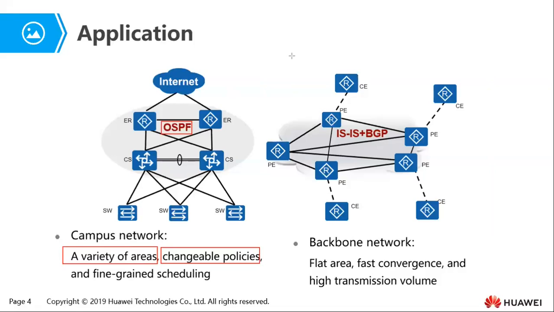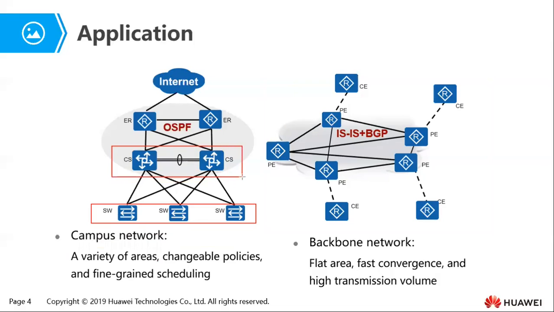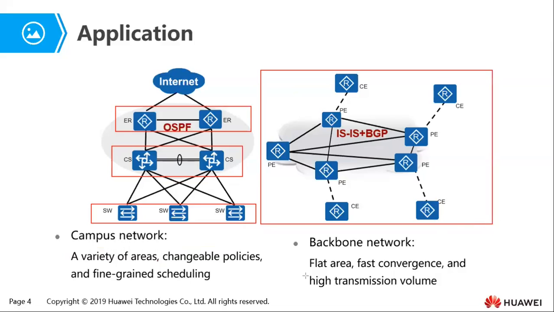Okay, so those are some of the characteristics of OSPF. When it comes to IS-IS, unlike the campus network, which normally has a hierarchical design architecture, where we have the access layer, the aggregation layer, and the core layer, in the ISP network, most of the time we have what we call a flat area rather than a hierarchical design. So this also just shows you the difference.